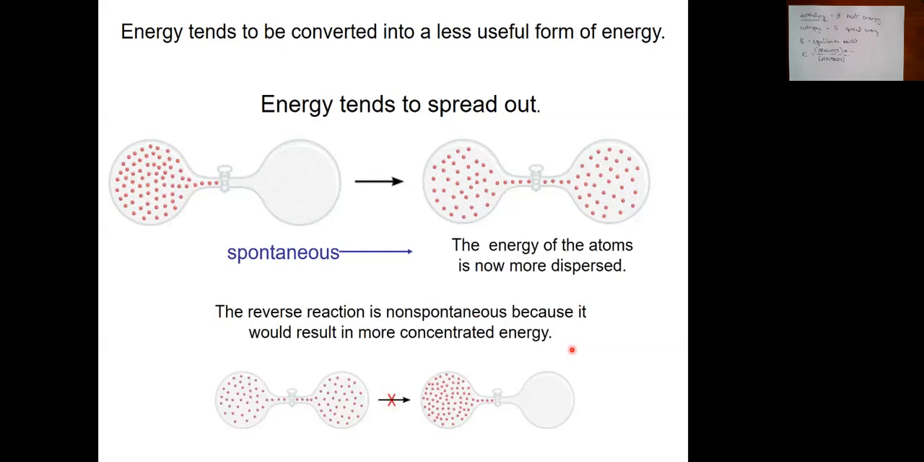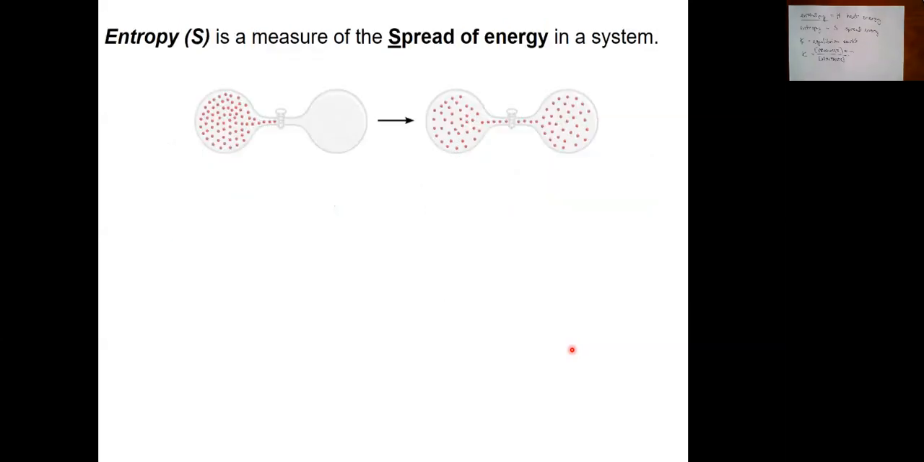Could you imagine that you have all of them all spread out and spontaneously they will accumulate back in one side bulb? I don't think so. They're always going to be dispersed as long as they can be dispersed. So anything that results in a more concentrated energy, the entropy is going to go down from reactants to products.